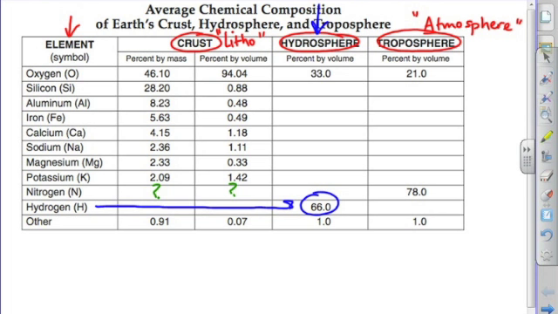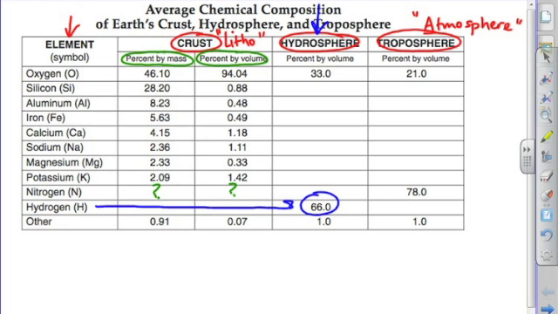Another type of question you might be asked. When talking about the crust or the lithosphere, it's important to keep in mind that you could be asked about the information in percent by mass or percent by volume. It's important that you read the question carefully so that you land in the right column. You can see that the answer would be very different depending on which column you're in.